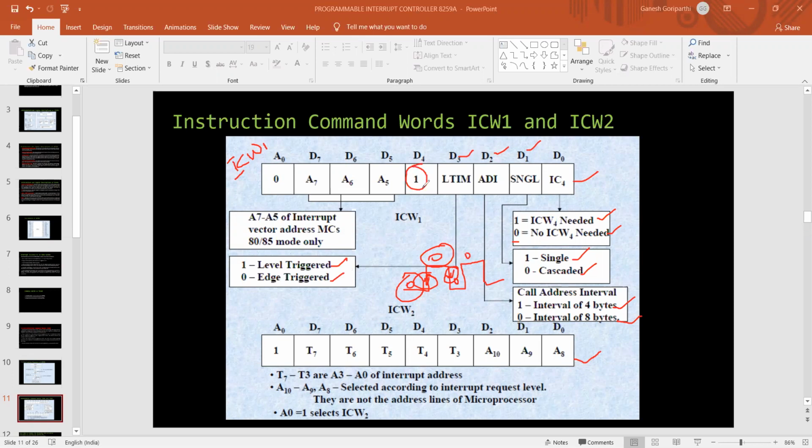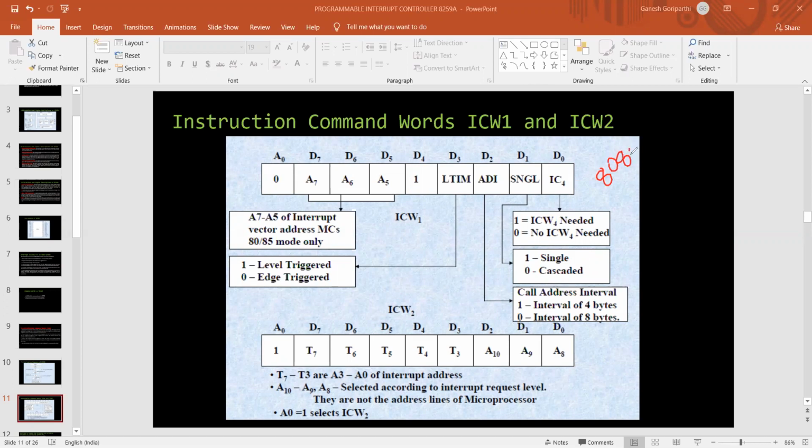This D4 bit will always be 1, and these bits decide the interrupt vector address for 85 mode only, that means for 8085 processors only. That means this 8259 can also be used for interfacing with the 8085.